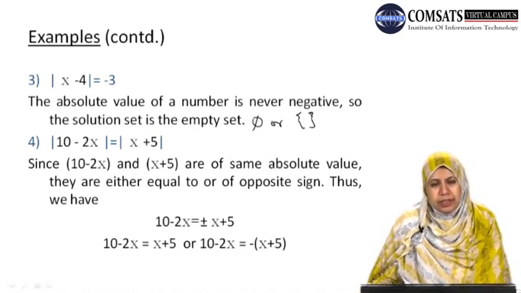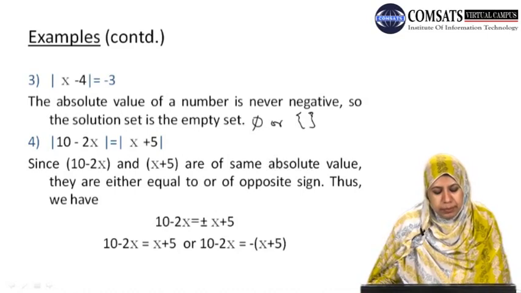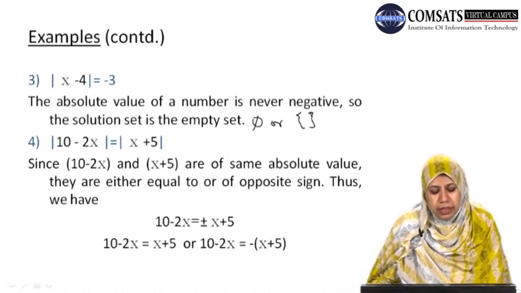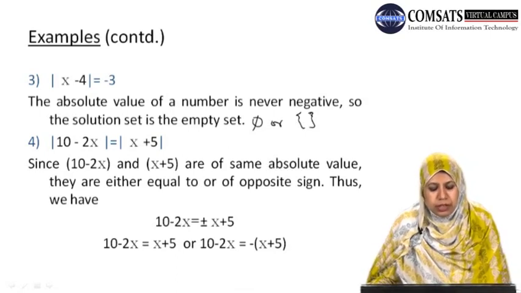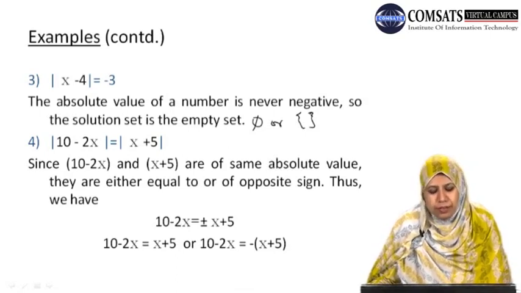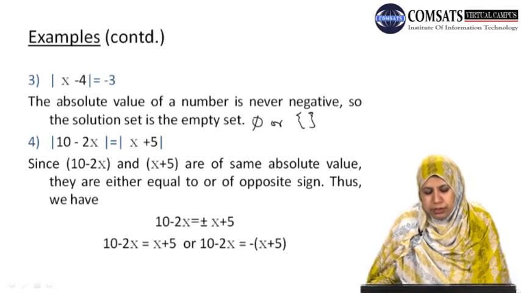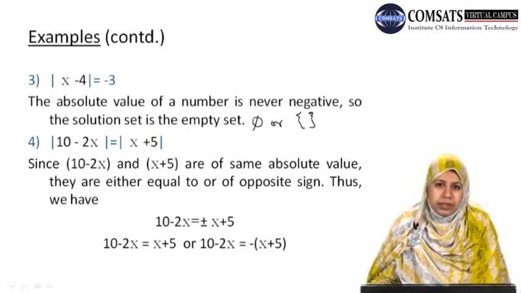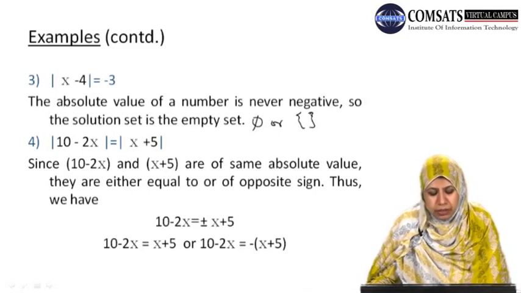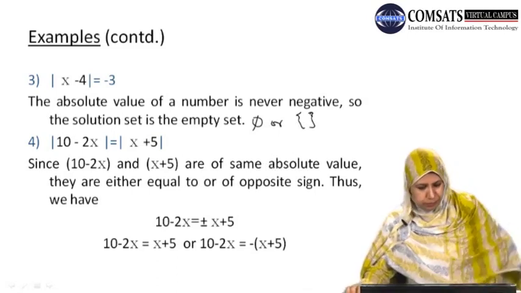Okay, let's have a look at another example. Here we have absolute value of 10 minus 2x is equal to absolute value of x plus 5. We have an equation with absolute value on both sides of the equation. So this seems a bit tricky. How can we solve this equation?